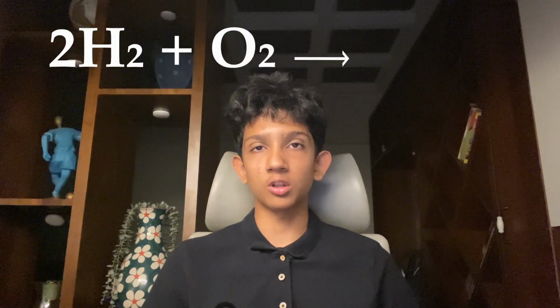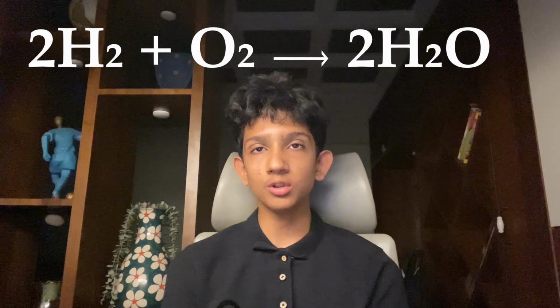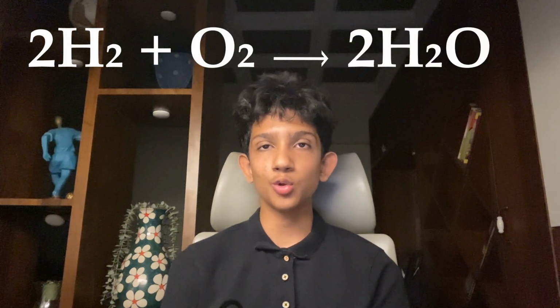Now guys, in a balanced chemical equation, the number of atoms for each element is always the same on both sides of the equation. This is because of the law of conservation of mass, which states that mass can neither be created nor destroyed in a chemical reaction. For example, in the reaction of hydrogen and oxygen to form water, we start with 2 hydrogen molecules and 1 oxygen molecule. Now both sides have 4 hydrogen atoms and 2 oxygen atoms.